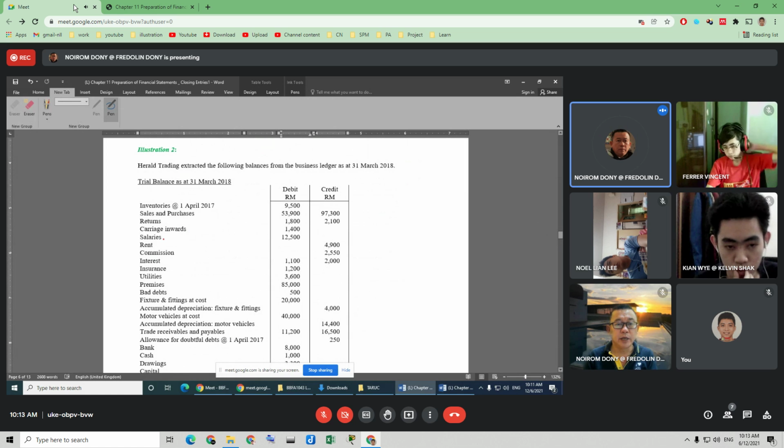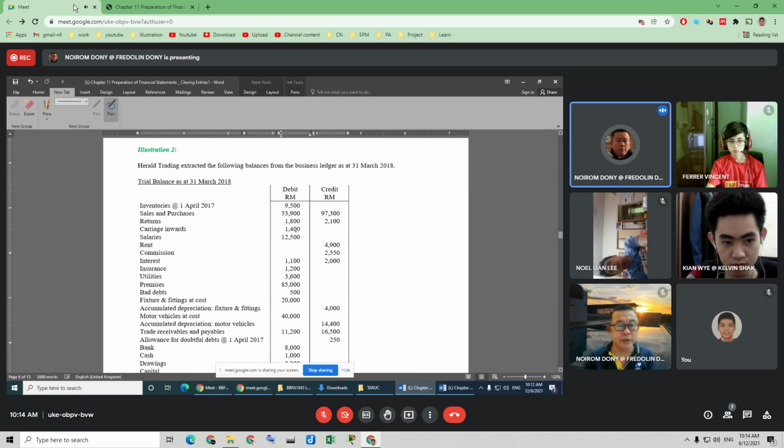Salary, okay, this is your expenses. Rent is on the credit side, so rent received. Commission is on the credit side, commission received. Now, interest, this one you have to be able to identify which one is expenses and which one is revenue. So debit is expenses.